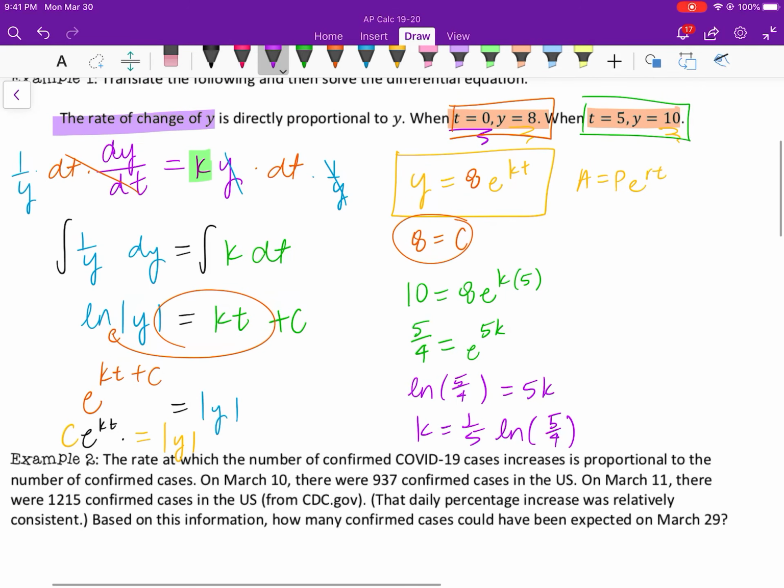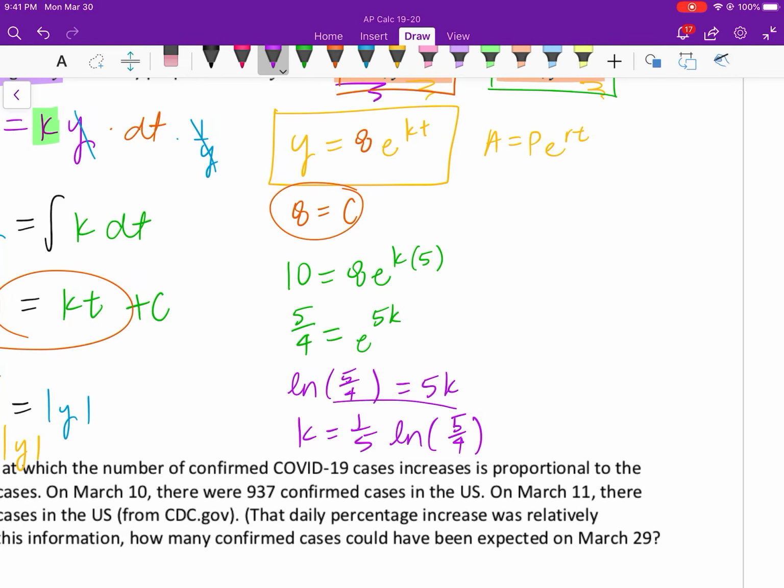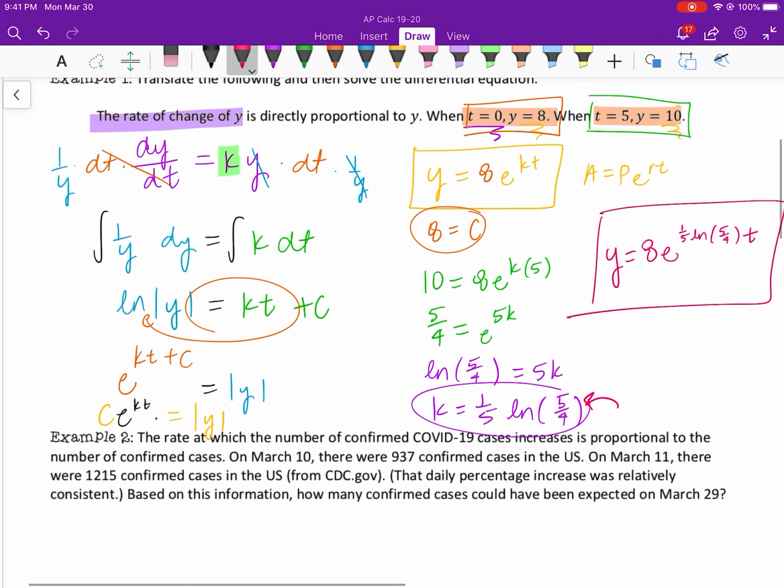Now, don't get lost about what we were trying to do. Our job was to solve the differential equation. Remember, your solutions to those are equations. So this was just finding out our second constant. So our final answer is going to be y equals 8e to the, well, that's our k value, 1/5 times the natural log of 5/4 times t. And there is our final answer.